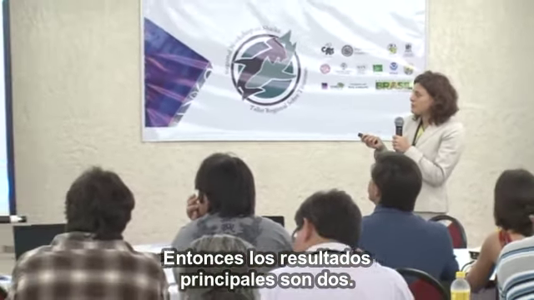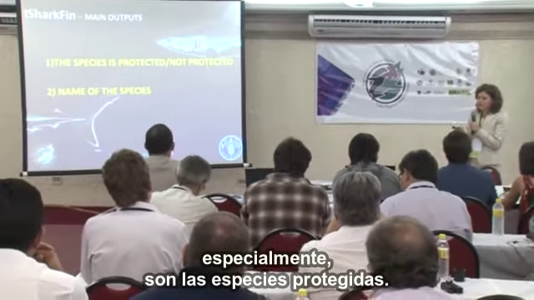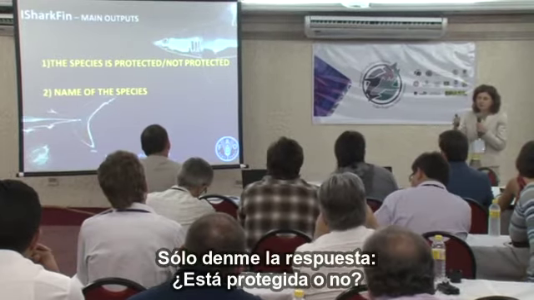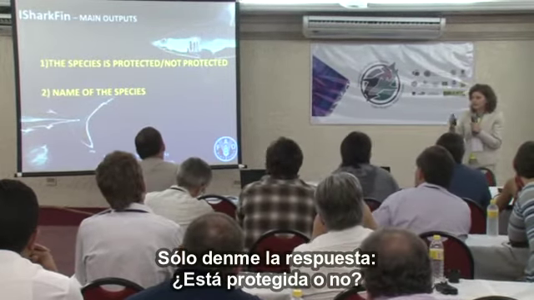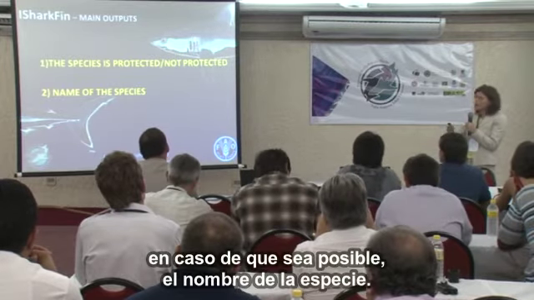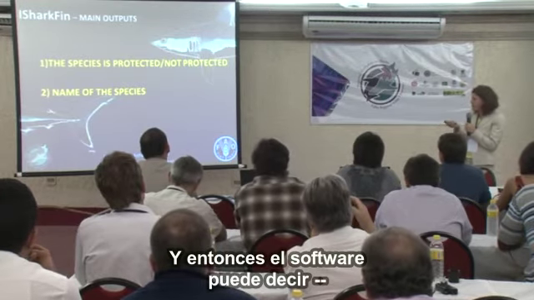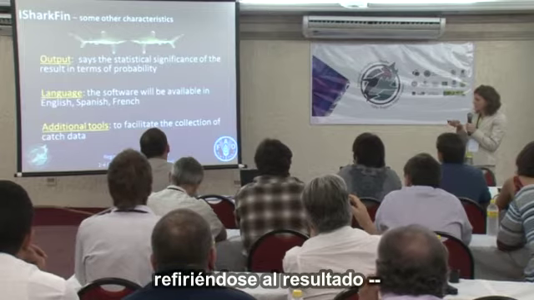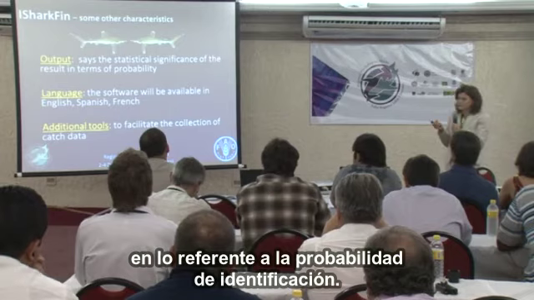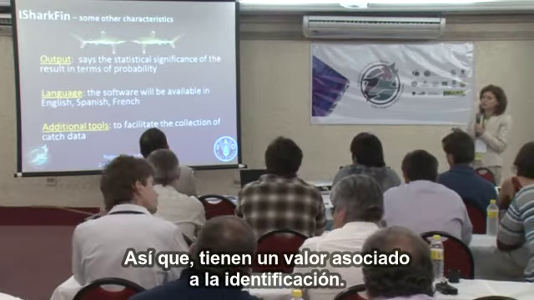So the main outputs are 2. The first one, which I asked for especially for protected species: I don't mind which species it is, just give me the answer. Is it protected or not? This is the first step. The second step, in case it's possible, is the name of the species, and then the software is able to give me in the output the statistical significance of the result in terms of probability of the identification. So you have a value associated with the identification.